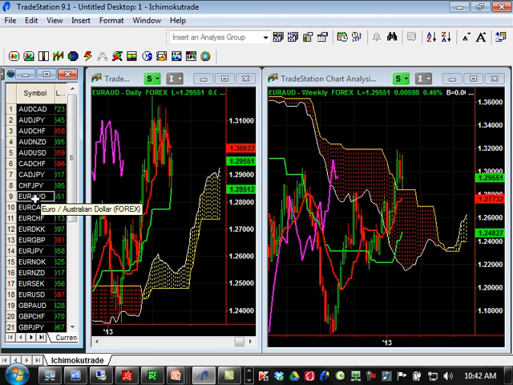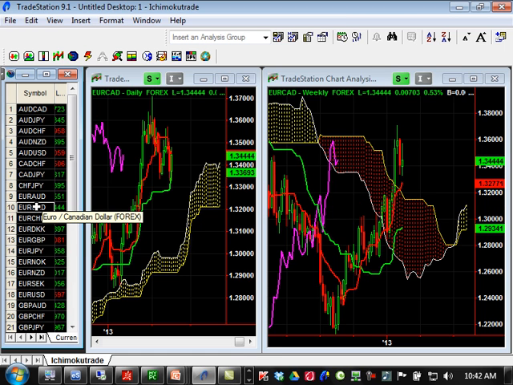Euro Australian. If you look at Euro Australian, it's really not doing anything right now. It kind of broke out of its resistance of 3,000, then came all the way back down and went below it. So it's been an interesting one. Right now it's stuck between 3002 and basically 2851.